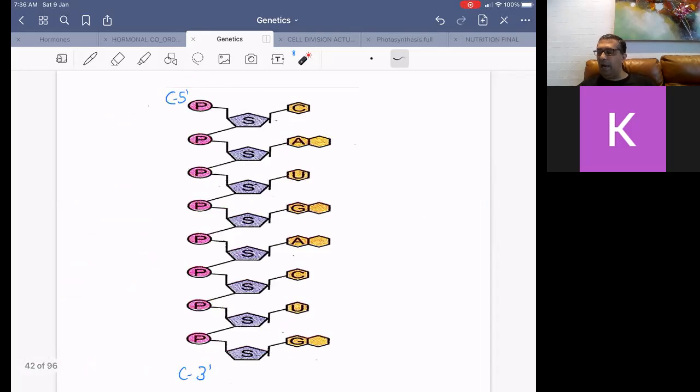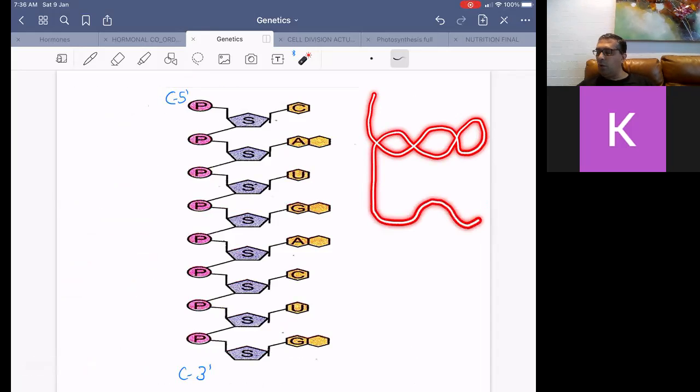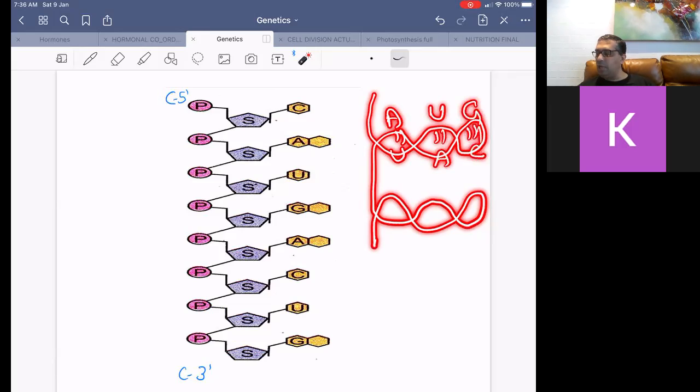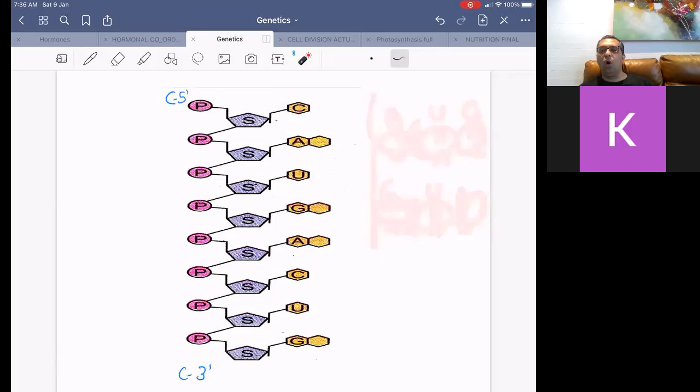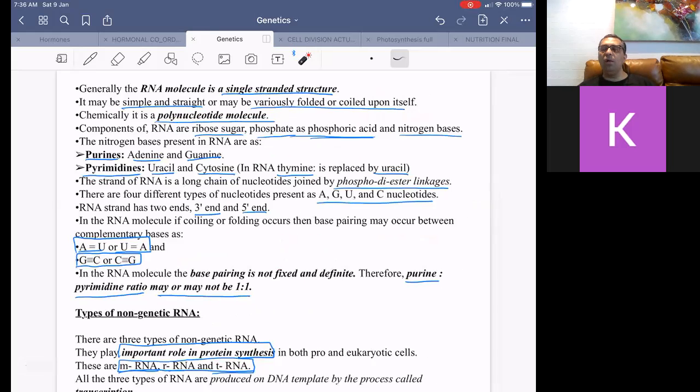This is a linear RNA. But suppose the RNA is folded and it has got folds. Then adenine pairs with uracil, uracil pairs with adenine, guanine pairs with cytosine, cytosine pairs with guanine, uracil pairs with adenine, adenine pairs with uracil, guanine pairs with cytosine, cytosine pairs with guanine, and so on. So A pairs with U by double hydrogen bond, G pairs with C by triple hydrogen bond.